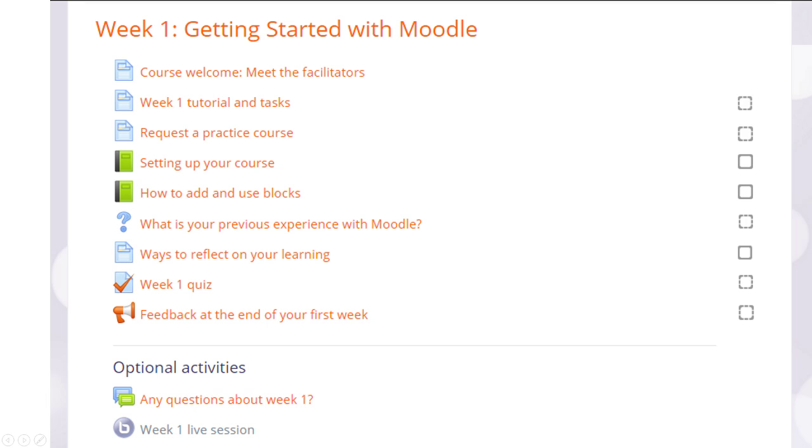The course is divided into 4 weekly sections, which will open up for you each Monday. Here is Week 1, Getting Started. Work your way through the activities each week, starting with a weekly tutorial and list of tasks you need to do for that week. Each week has optional activities. You don't have to do them, but you might find them useful.